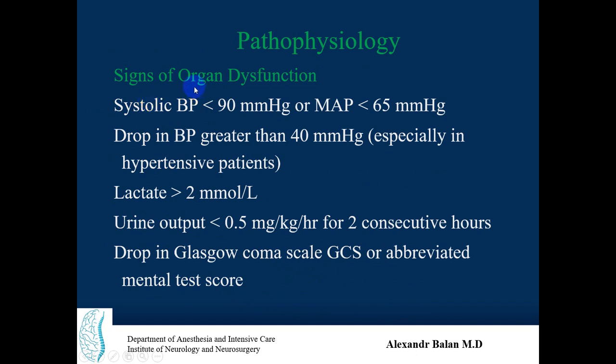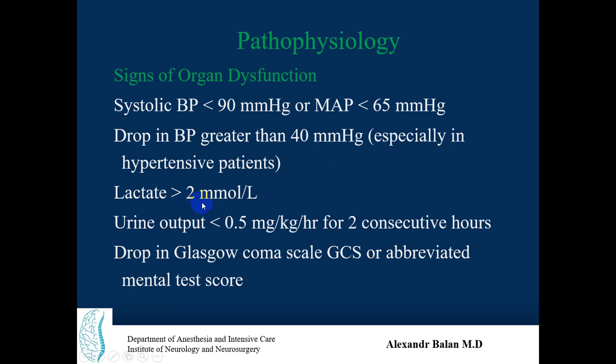You see signs of organ dysfunction like systolic blood pressure less than 90 millimeters of mercury. It is called hypotension. Mean arterial pressure less than 65 millimeters of mercury. With this pressure, usually organ perfusion is okay and going well. And if this mean arterial pressure is lower than 65 or 60, it will have consequences like organ malfunction or injury. Drop in blood pressure greater than 40 millimeters of mercury, especially in patients who are hypertensive.